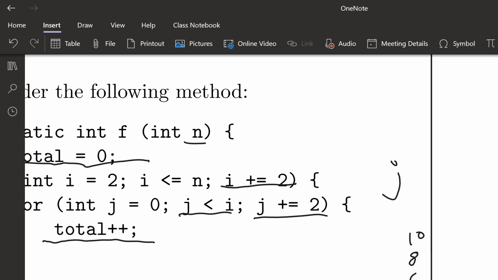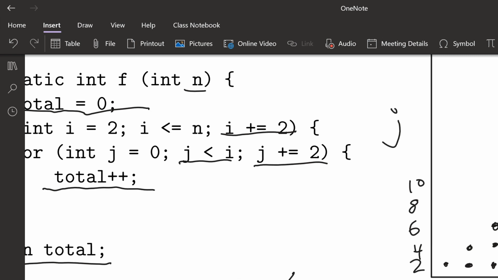So on the next time through, i is going to be 4. So j starts at 0, and j increments by 2. We're going to have 2 dots, right? We're going to go through the center of the loop 2 times. And so when i equals 6, j is going to repeat 3 times, for 0, 2, and 4. So we'll have 3 dots.